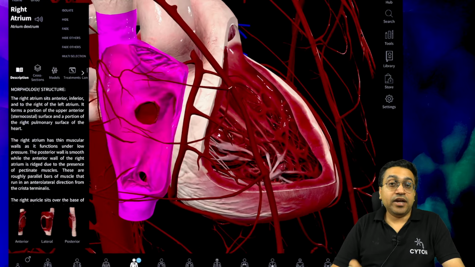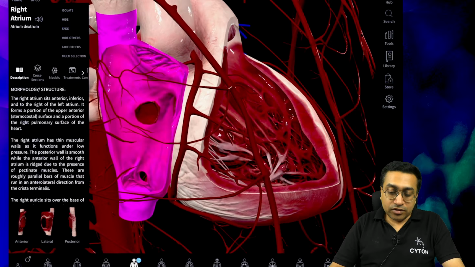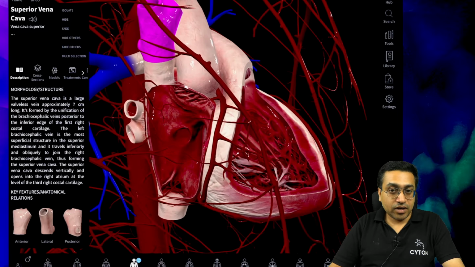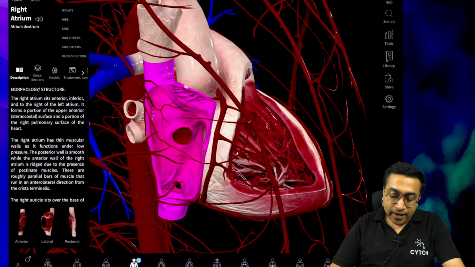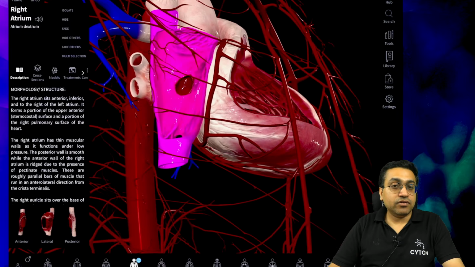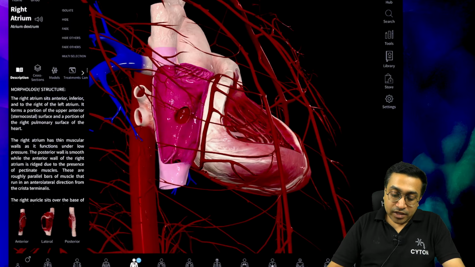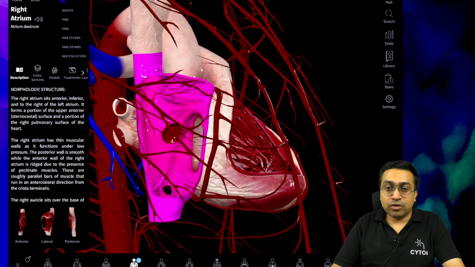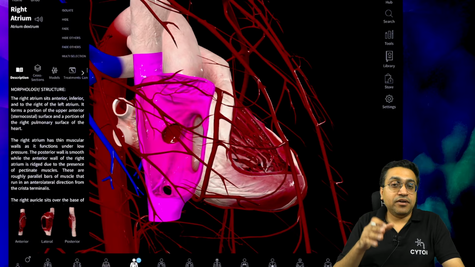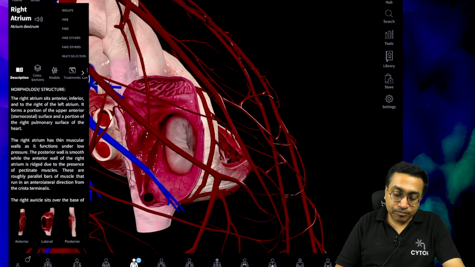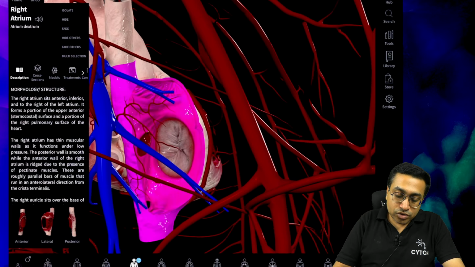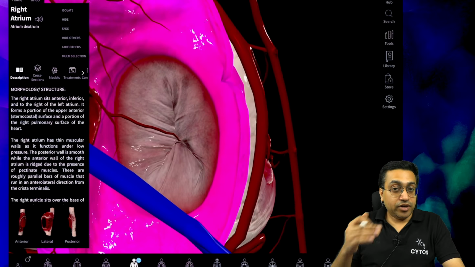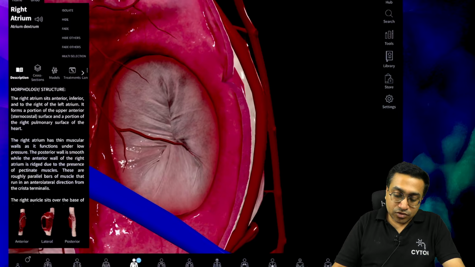This is the right atrium. Into this right atrium you can see 2 vessels going in, that is the superior vena cava, we will talk about it in a while, and then you have the inferior vena cava, which you can see below. The deoxygenated blood, in the adults I'm talking about, is entering into this right atrium, and it passes into the right ventricle via this tricuspid valve.